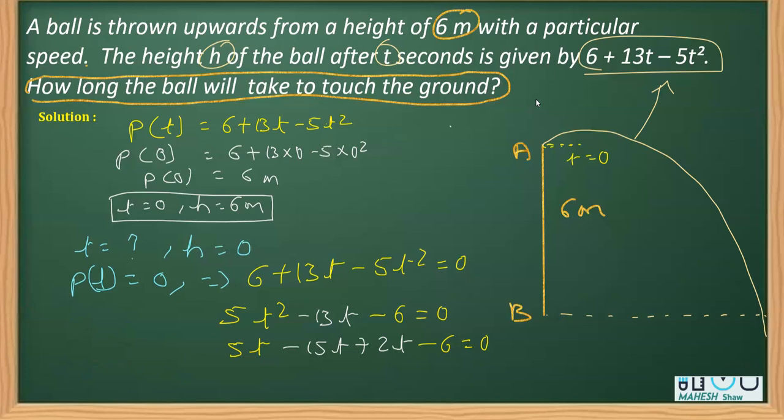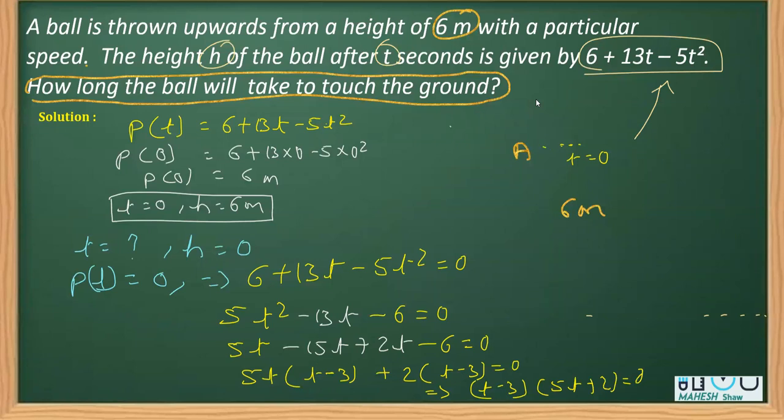Now, if I take common here, I can see 5t is common. So this will give you t minus 3. And if I take 2 as common, again, it is t minus 3 equal to 0. So it implies t minus 3 or 5t plus 2 equal to 0. Now what we are next going to do is find the value, as we have two different values. So I'm doing this working here.